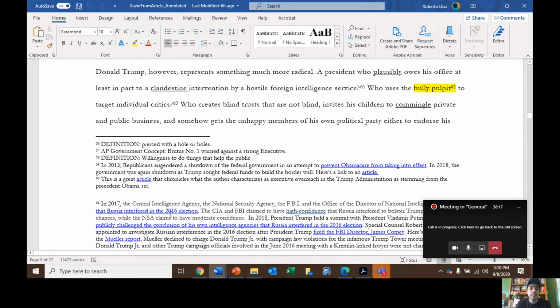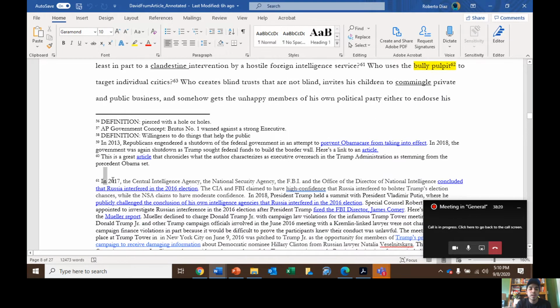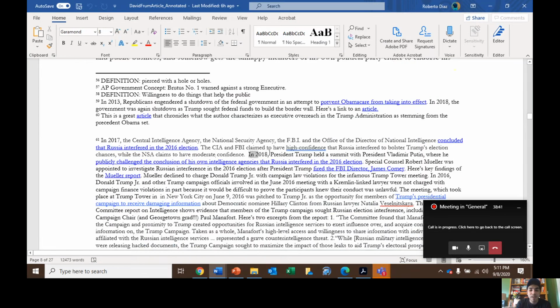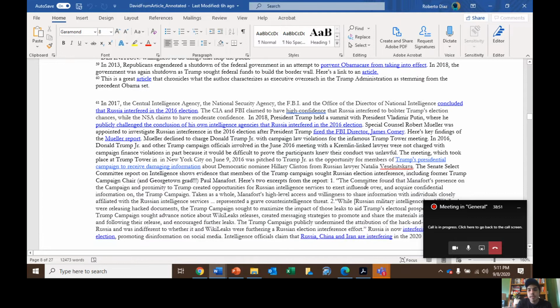So in point 61, this footnote is really important. In 2017, the Central Intelligence Agency, the NSA, the FBI, and the Office of Director of National Intelligence concluded that Russia interfered in the 2016 election. The CIA and FBI claimed to have high confidence that Russia interfered to bolster Trump's election chances, while the NSA claims to have moderate confidence. In 2018, President Trump held a summit with President Vladimir Putin, where he publicly challenged the conclusion of his own intelligence agencies that Russia interfered in the 2016 election. Okay, and then it goes on. These footnotes are created by me. They're aimed to provide context.